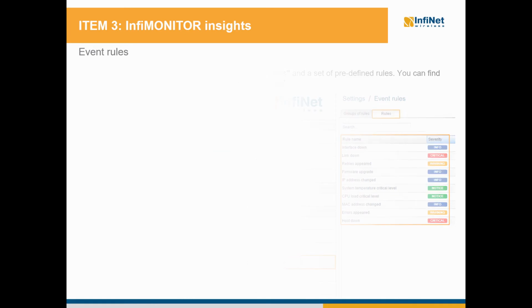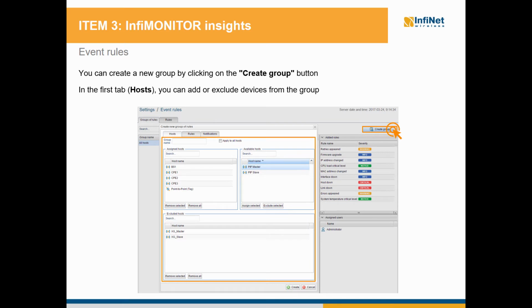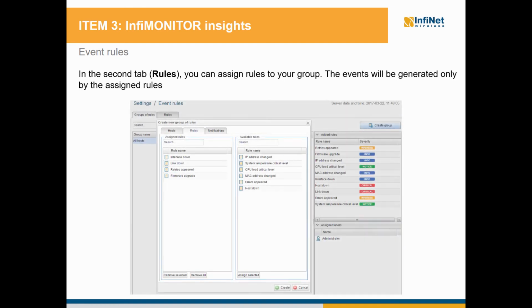You can create a new group by clicking on the Create Group button. In the first tab of the Create New Group of Rules window, which is called Hosts, you can assign or exclude devices from the group. If you have multiple hosts which are tagged with the same tag, you can just add the tag to the group and the rules will apply to all the devices that have that tag, except the ones that are in the excluded hosts list. In the second tab, called Rules, you can assign rules to your group.